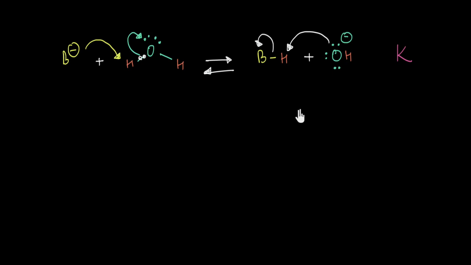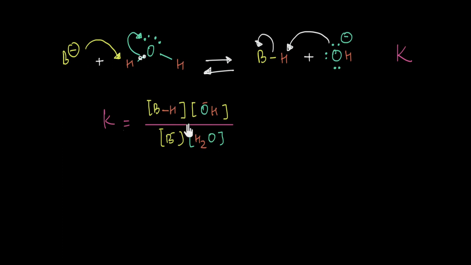Now, we know that for a reversible reaction, the equilibrium constant K is the concentration of the products divided by the concentration of the reactants. So, for this reaction, the equilibrium constant K will be the concentration of BH+ multiplied by the concentration of OH- divided by the concentration of B- multiplied by the concentration of water at equilibrium.